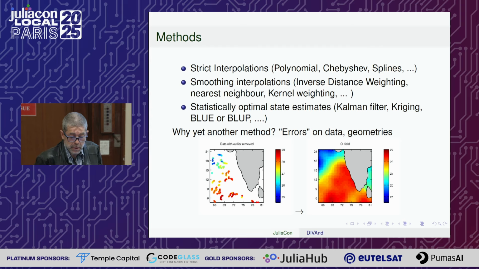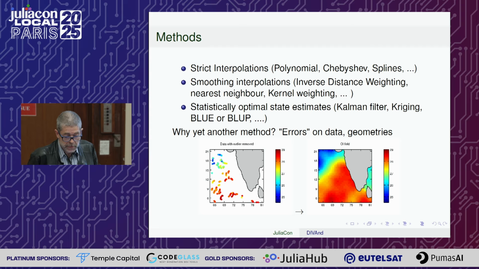Now, there are a lot of interpolation methods, pure interpolation, polynomial, Chebyshev, and so on, which strictly pass through the observation points. You have smoothing interpolations, of course, and this is more interesting for us because we have a lot of observing errors on our data. And then you have even more advanced methods where you can try to get the best estimate of your ocean system, assuming you know the errors on the observation and your forecast field, which is called optimal interpolation, Kalman filter, or Kriging, depending on the domain.